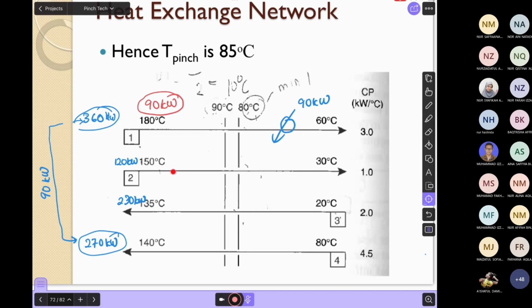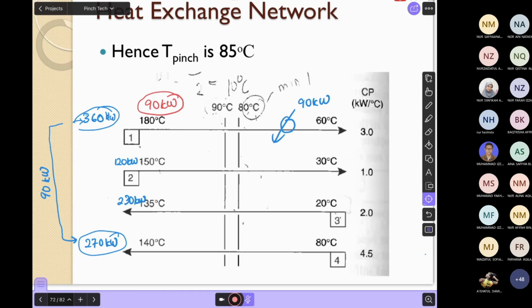Cukup. Cukup kan? Tapi stream yang bawah ni akan ada balance lah. Betul? Betul. Dia macam tu lah fikir. Alright. So kalau enough, meaning that you settle down stream number 2. Tak perlu fikir dah nak letak cooler.